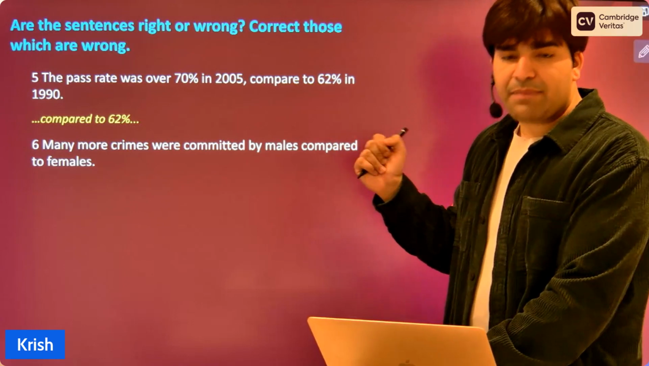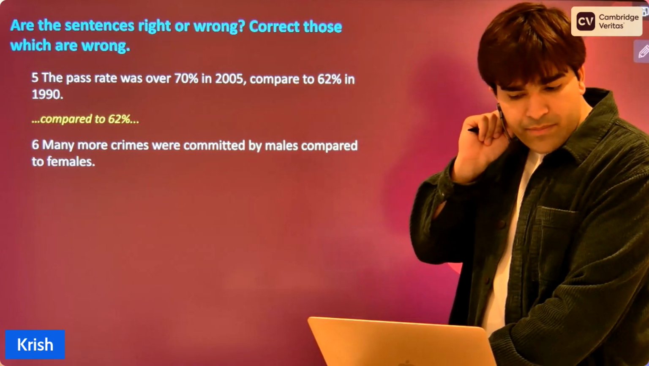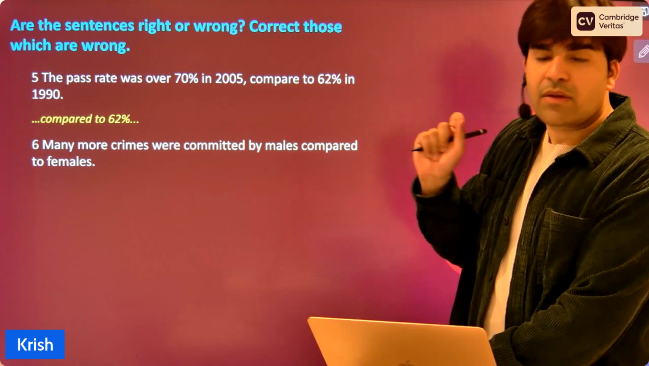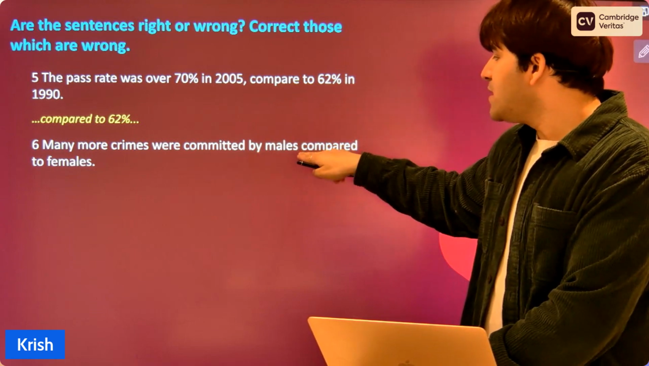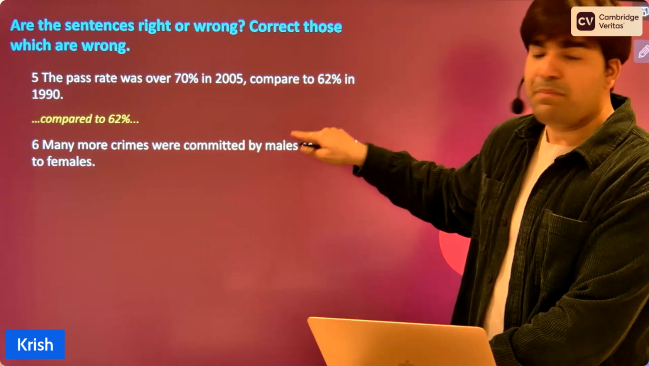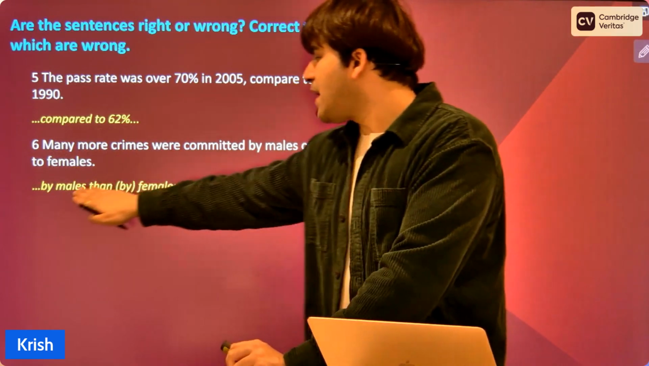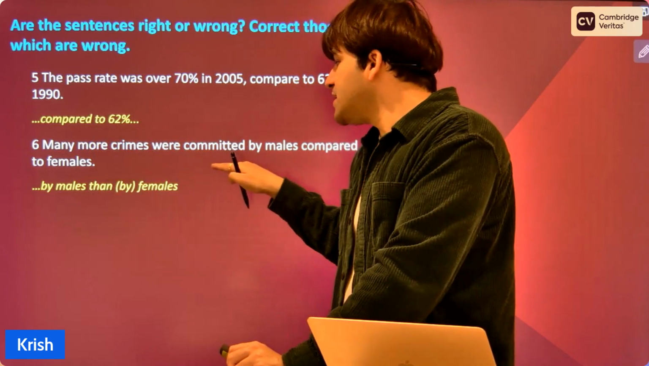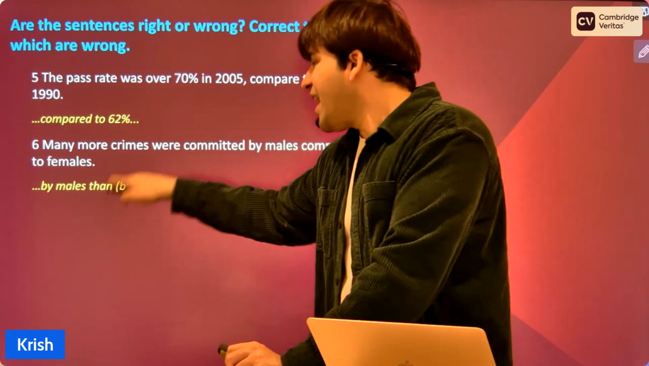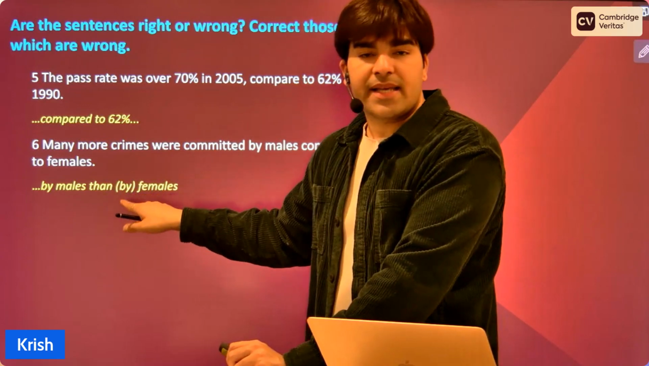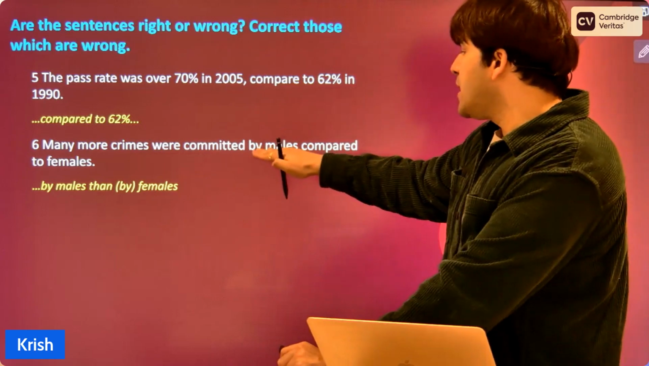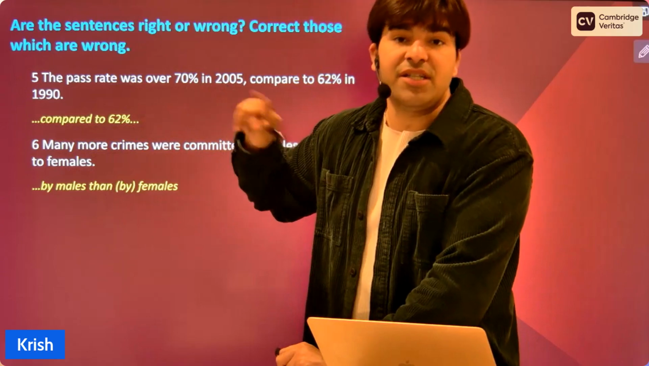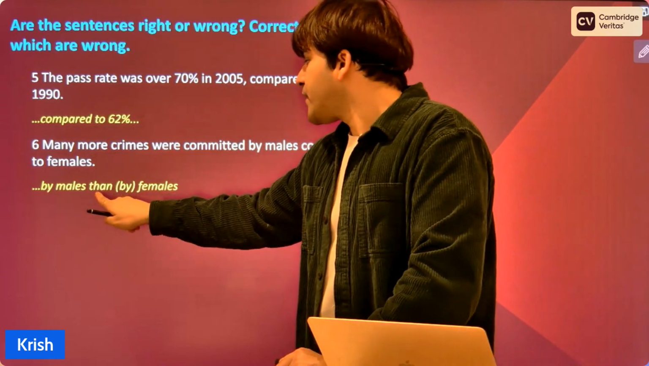This sentence looks absolutely correct. Then what is the problem? The problem is committed by males compared to females. Big no. The correct version would be committed by males than by females. Many more crimes were committed by males than by females, and the second by is optional. We do not say by males compared to females. We're already making the comparison in the beginning. We do not have to double it, so we end up using the word than.